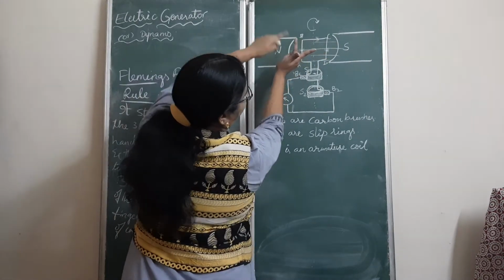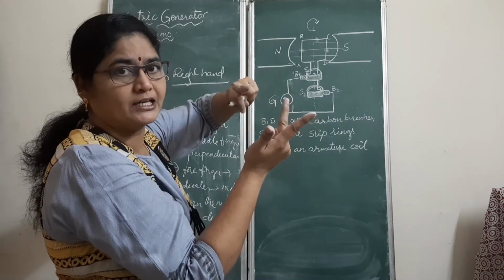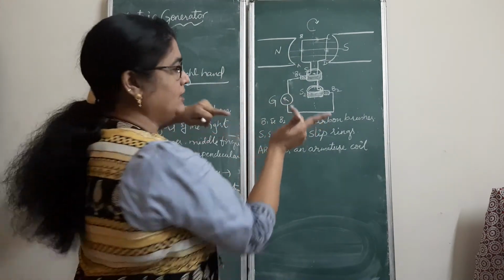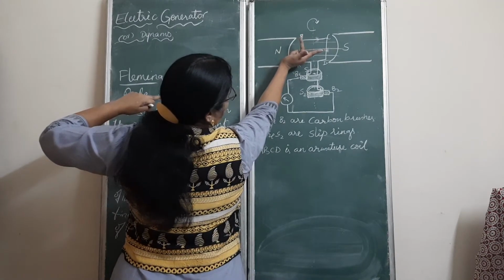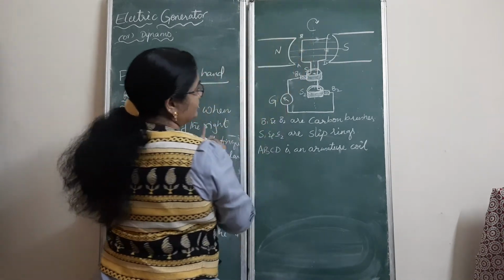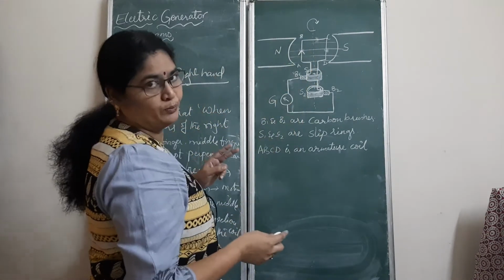Then whatever direction the middle finger shows, that is the direction of induced current in the coil. So now see this. I am putting like this, in which direction is the middle finger showing? From A to B. That means in the arm AB, current is induced from A to B.